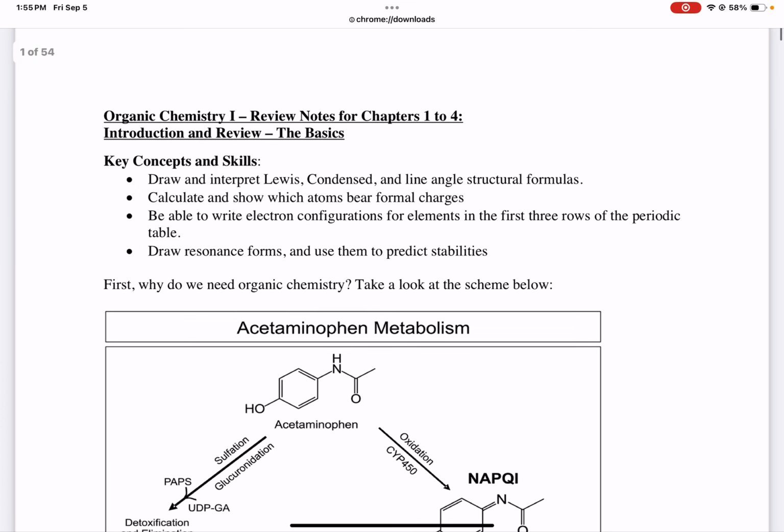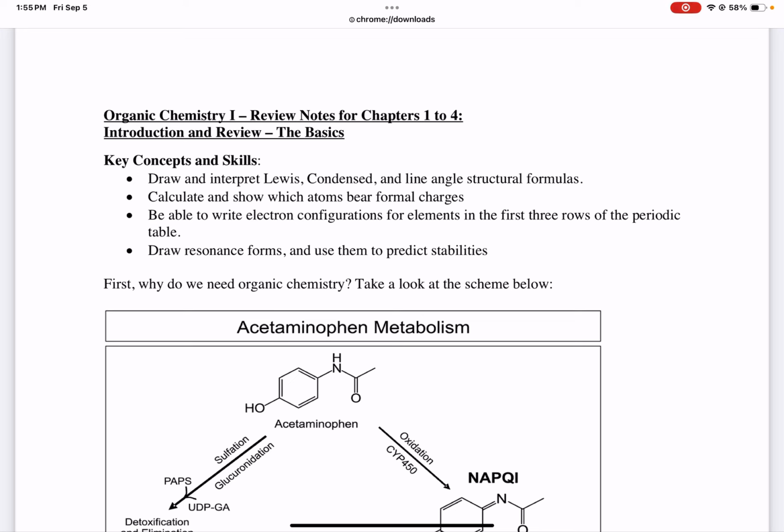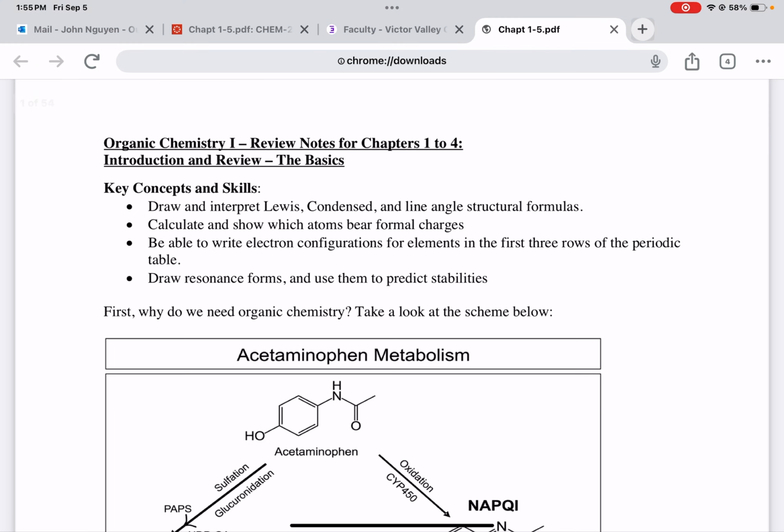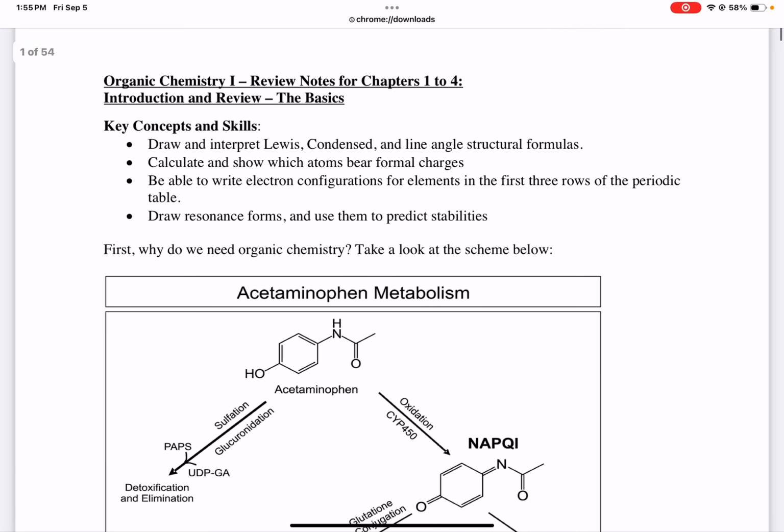When you're on the Canvas website, the week 1 to week 5 module will have your study guide in there, okay? The study guide shows chapter 1 to chapter 5. We only need 1 to 4 for our first exam, which comes in week number 4. If you're in the 2-day class, it will be the second day of the week.